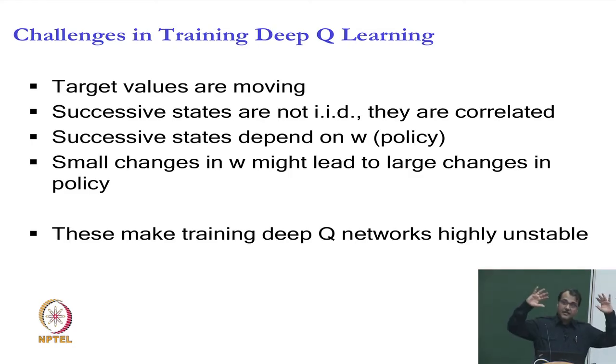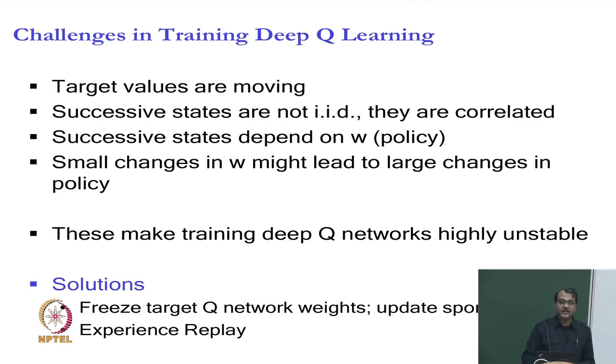Okay, this is a 36,000 feet view. So there are two ways in which we deal with this. Problem number one, target values keep moving. Problem number two, successive samples are correlated. And there are two different ways to solve this problem.